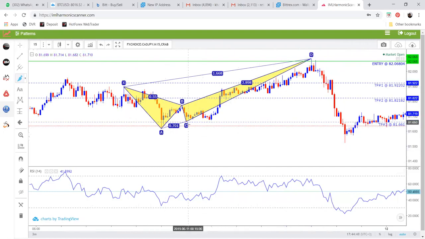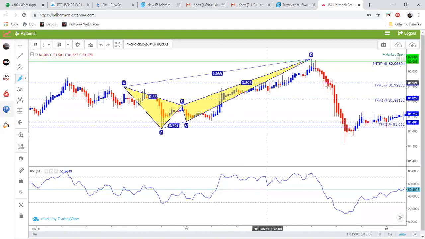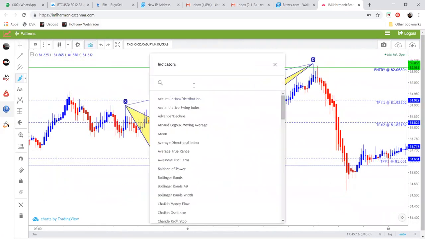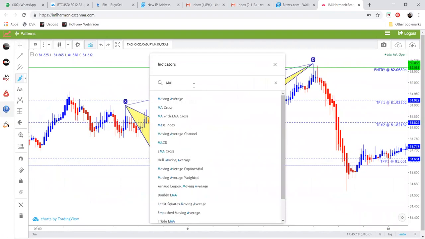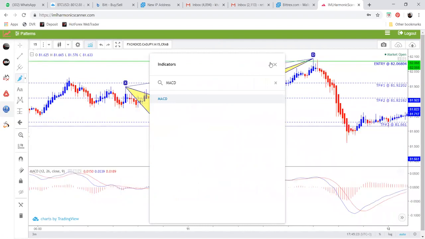First thing we're going to do is change the chart to Heikin Ashi. So we're going to take these candles and change them to Heikin Ashi candles. Right? So it's a lot cleaner. And then what we're going to do is remove the RSI. We're going to put the MACD. So you click indicators, and you type in MACD, click on it, and it comes up.